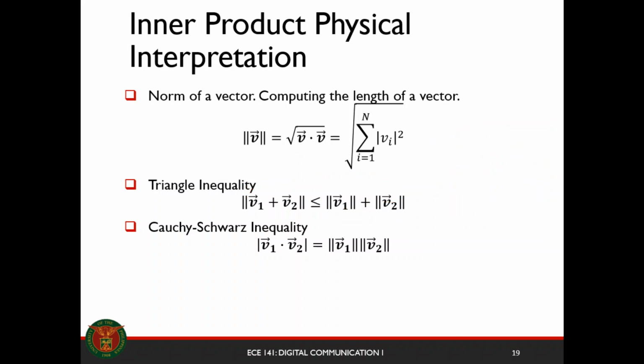The Cauchy-Schwarz inequality is a property of inner product. If you take the absolute value of an inner product, again, the result of an inner product is a scalar, then per the Cauchy-Schwarz inequality, this should be less than or equal to the norm of v1 times the norm of v2. Okay? So this is your Cauchy-Schwarz inequality.